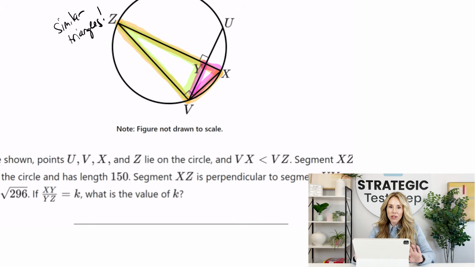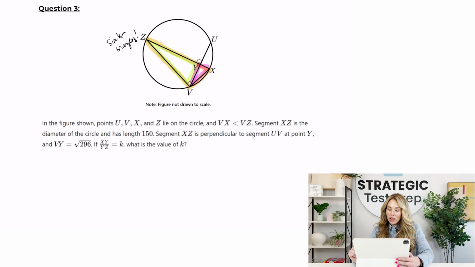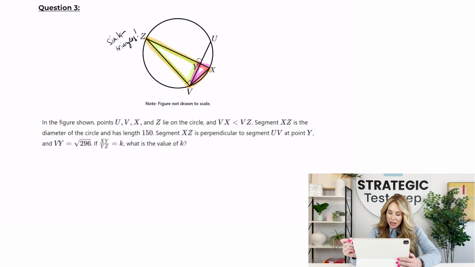Now let's read what they give us and we can fill it into the picture. They said segment XZ is the diameter of a circle and has a length of 150. Let's skip that because I already know this question, but I want to show you what I'd be thinking if this was the first time. I might go like this and label the whole thing 150. And I'm thinking, okay, if we're going to use the big right triangle, that might be valuable to me.